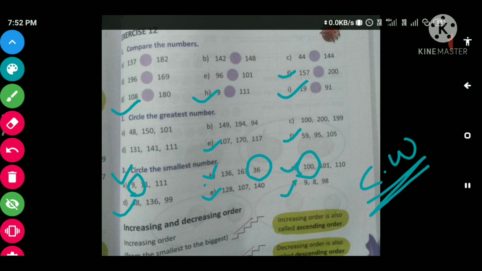So in our next class we'll see a new topic, that is increasing and decreasing order, and you know these things, right? So we'll quickly revise this concept and then we'll start our exercise. Okay.